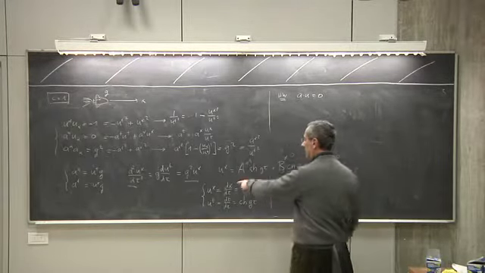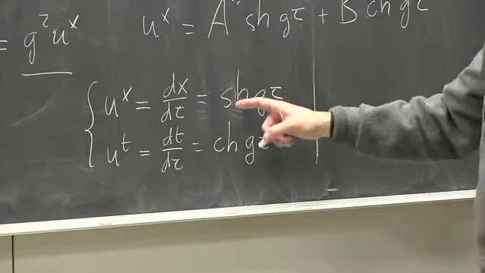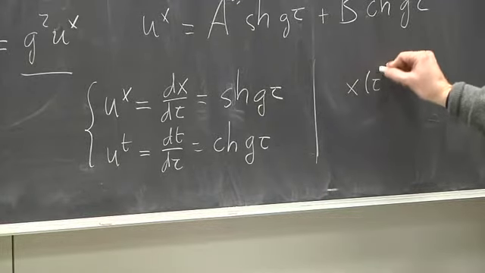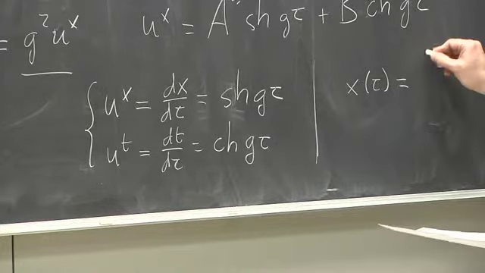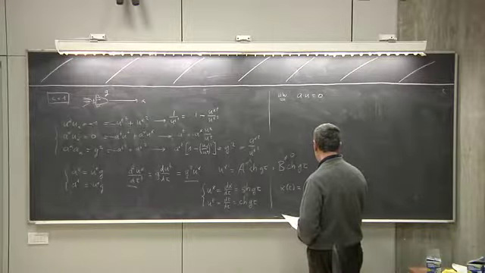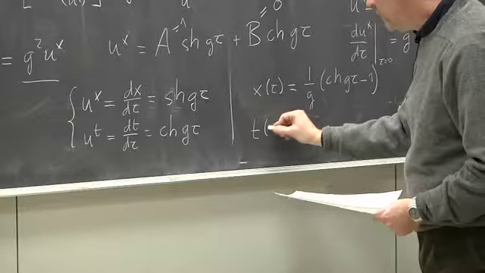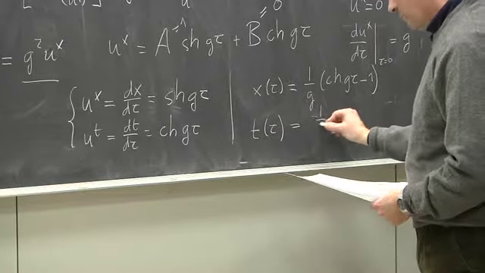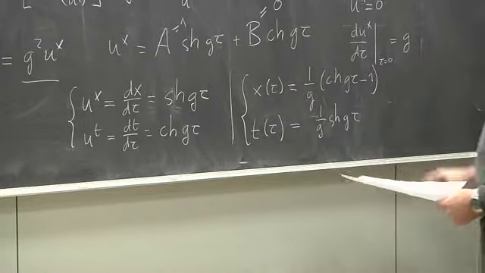And now you can integrate this because you have the velocity. If you just take the integral with respect to the proper time, it's going to give you the trajectory, because I get x as a function of the proper time, not the time, as the integral of this. So it's 1 over g, the hyperbolic cosine of g tau minus 1, right? That is the integral of this. And t of tau is just the one that satisfies these boundary conditions.